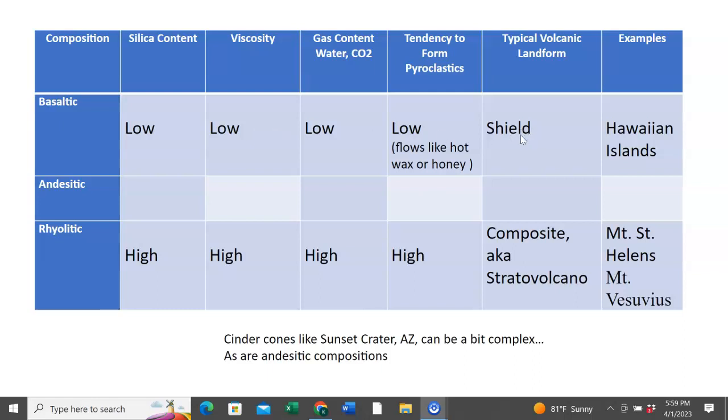You don't have a lot of thick lava coming out, building up. Say that like on the Hawaiian Islands, you have these big low islands, the shield shape. With the rhyolitic, there's a high silica content, high viscosity. Okay, and think about something that's very viscous, thick.